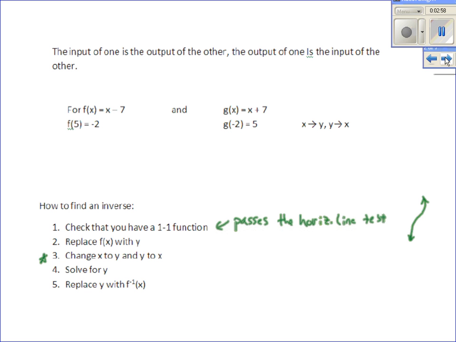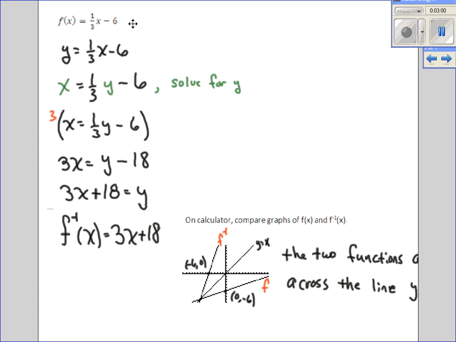So let's get to an example. This one's a linear function. F of x is 1/3 x subtract 6. And first thing I'm going to do is just rename it, call f of x y. And then the critical step here, I'm going to change my y into x and my x into y, and now I'm going to solve for y. So I can clear fractions, subtract the 8, add the 18 to the other side, and I get the y by itself. And so this is my inverse function, 3x plus 18.